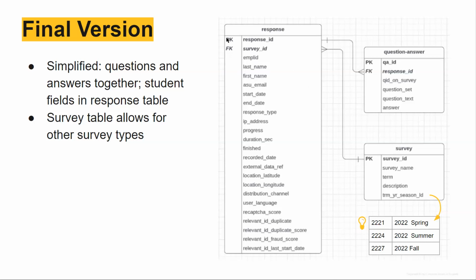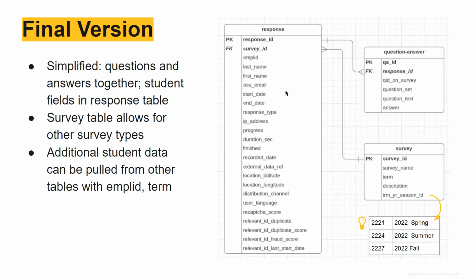And the response table has its own primary key, which is a response ID. I'm not going to go through all these fields because they're mostly boring, but we do have EMPL ID. We have a few student fields. We felt like with EMPL ID or student ID and term, we could pull any other student information that we would need. We knew we'd probably want to pull their majors, maybe some demographics about the students, but with that unique identifier for the student and knowing what term we were talking about, we could pull that from other tables. We didn't need to store that in our tables.